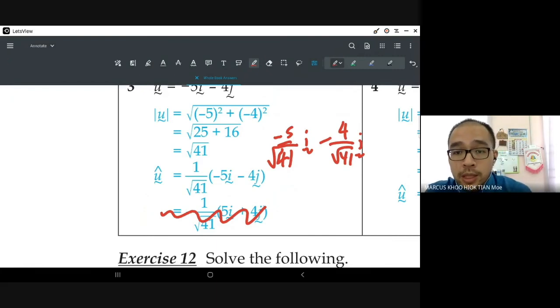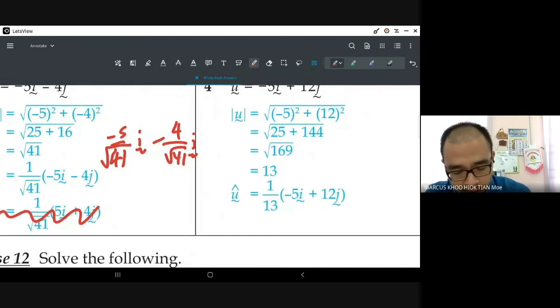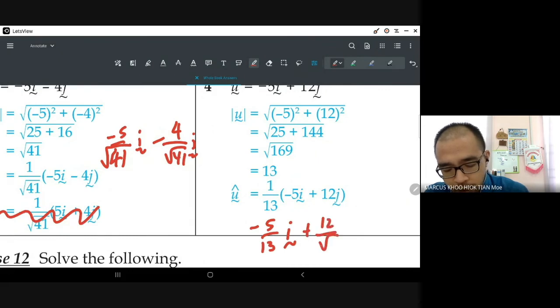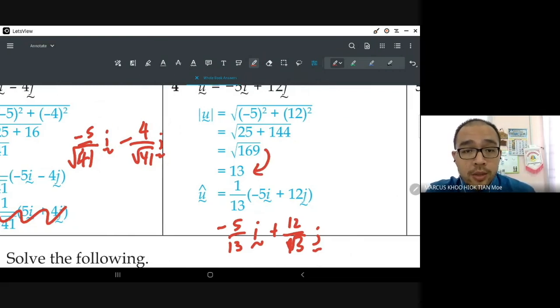Number 4, we can say negative 5 over 13i plus 12 over 13j. Because when you square root this, you get a very nice number. So no problem. All right, last one, Stephanie.